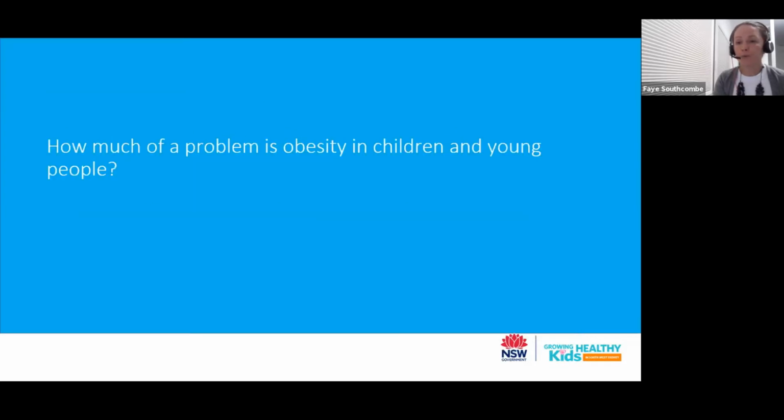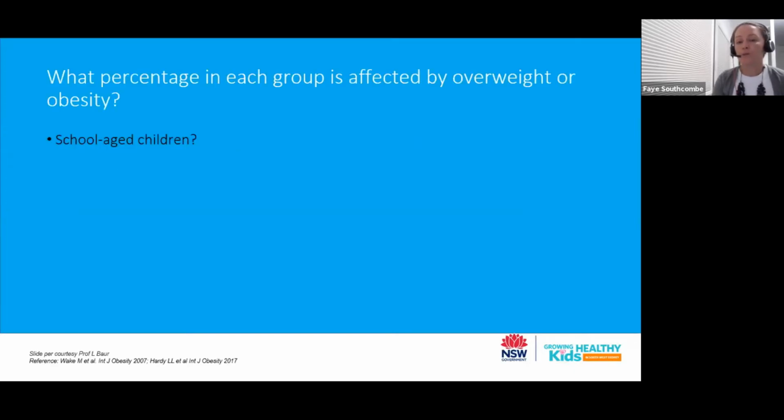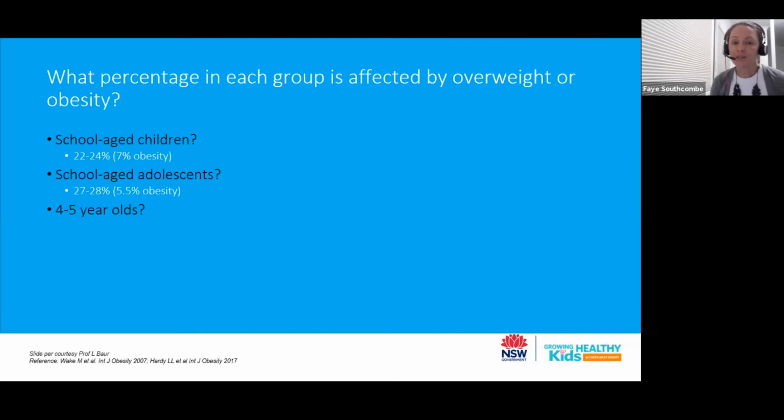So how much of a problem is obesity in children and young people? What are your thoughts? What proportion of the population is affected by overweight and obesity for our school-aged children? So 22 to 24%, and 7% of that are affected by obesity. For school-aged adolescents, it's a little bit higher at 27 to 28%, and 5.5% affected by obesity. For children aged 4 to 5 years old, around 20% of those are affected by obesity.